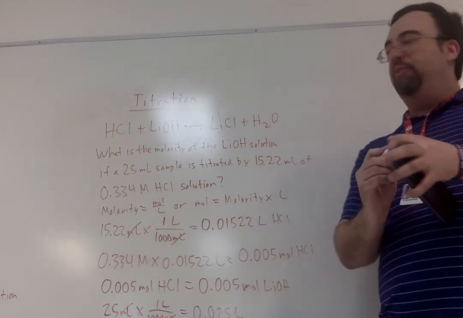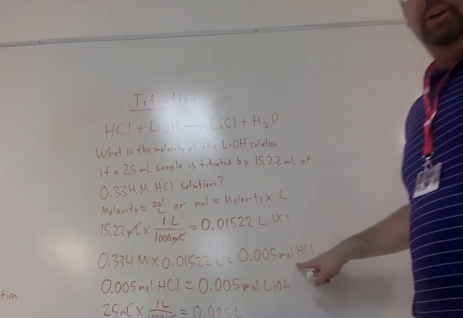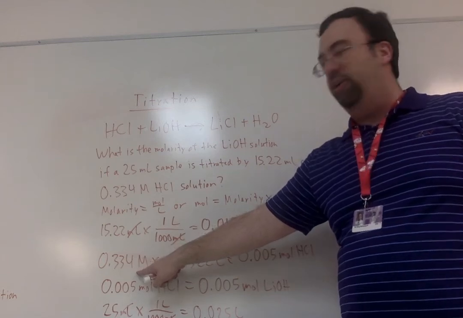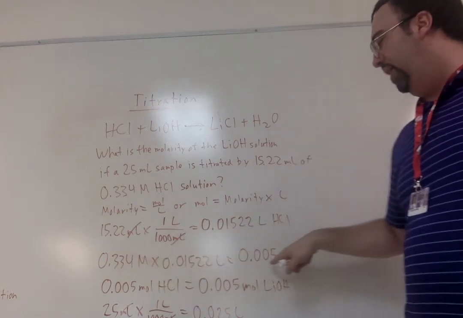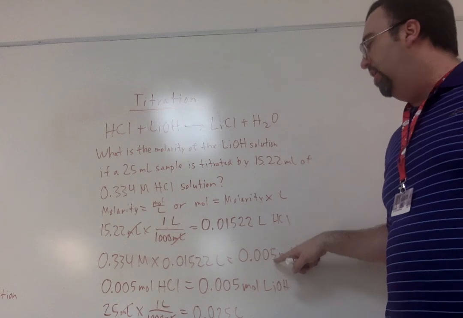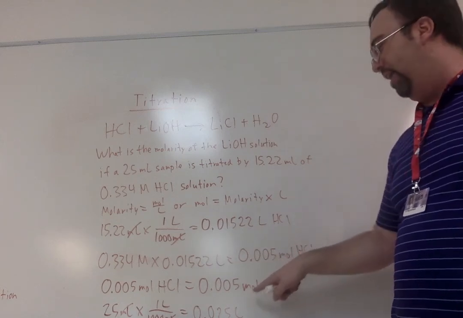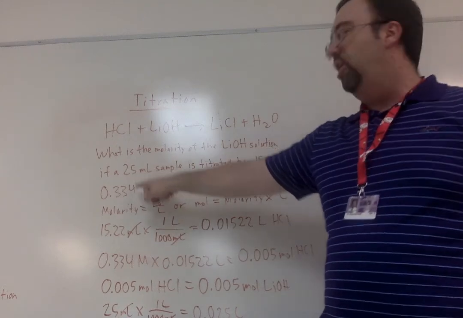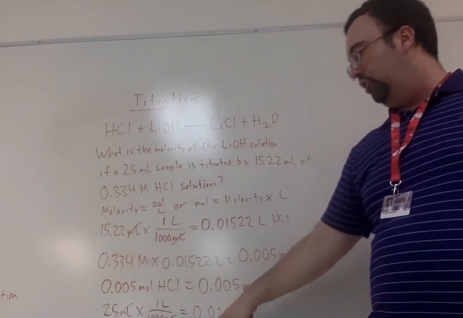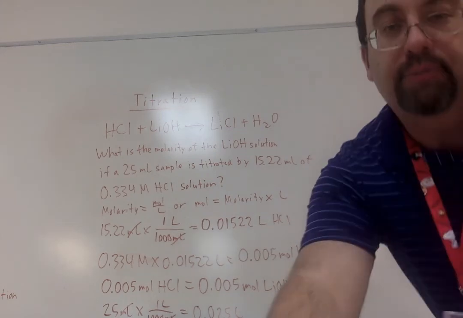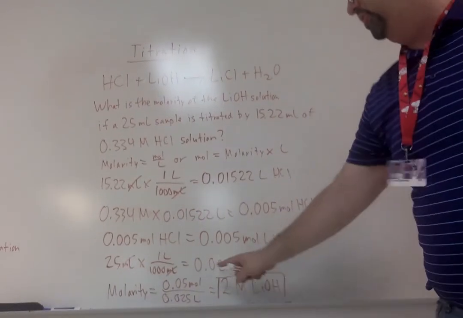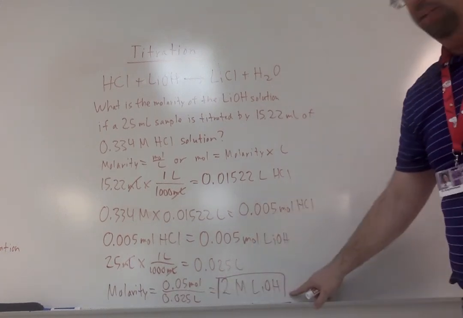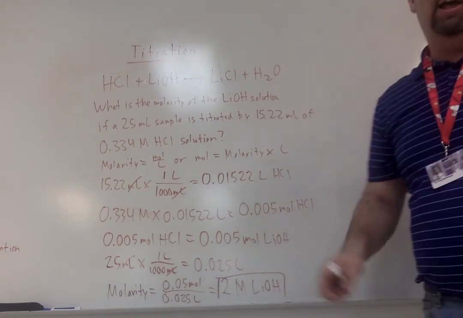So again, we first had to figure out the moles of the acid, and we do that by taking its concentration in molarity times its volume in liters. We end up with this amount of moles of HCl. This also tells us that we have that amount of LiOH. We're told that we have a 25 mL sample. We convert that to liters, and so 0.005 mole divided by 0.025 liters. Our final answer here is 2 molar LiOH.